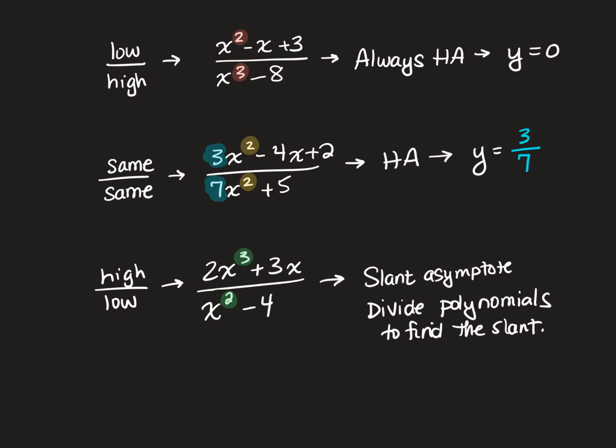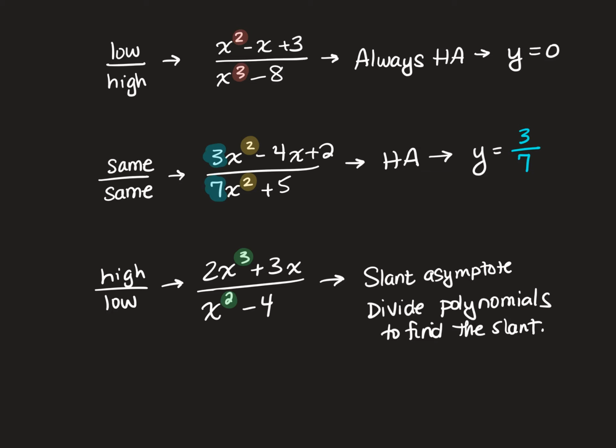You may see something that looks like this. So the three situations are that the higher power is in the denominator, the highest power is the same in the numerator and the denominator, or the highest power is in the numerator. If the highest power is in the denominator, like we see here, where 3 is the higher power, 2 is the lower power, this is always going to result in a horizontal asymptote. And no matter what the numbers are, it will always be y equals 0.